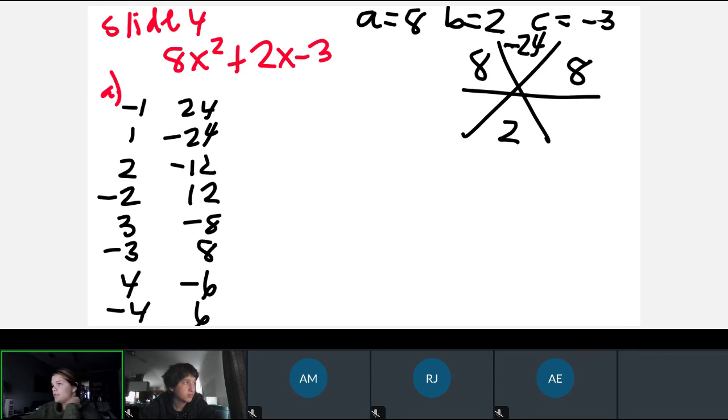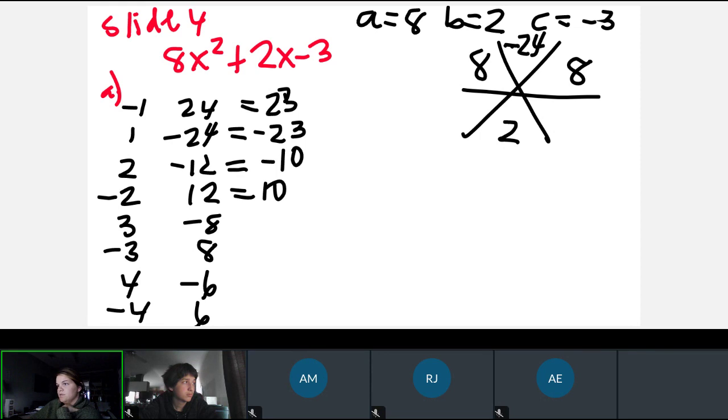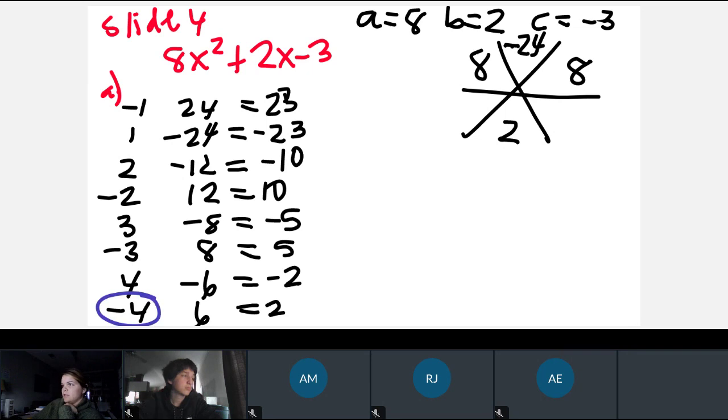So I'm going to add all of these together, and I want the one that gives me 2 as my answer. So this gives me 23. I don't need that. This gives me negative 23. That's not helpful. I get negative 10, positive 10, negative 5, positive 5, negative 2, and lastly, positive 2. Okay, so that means I'm going to have negative 4 here and 6 over here.